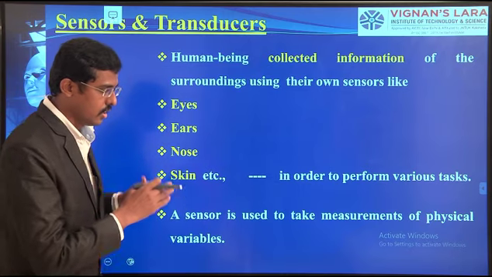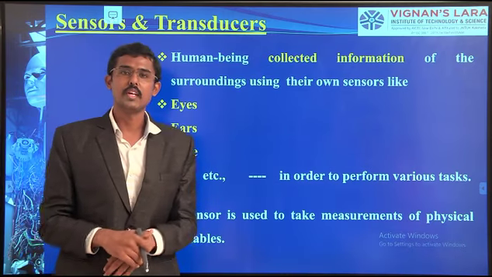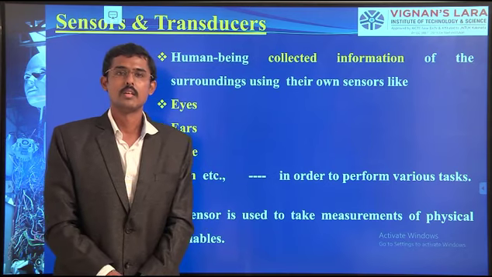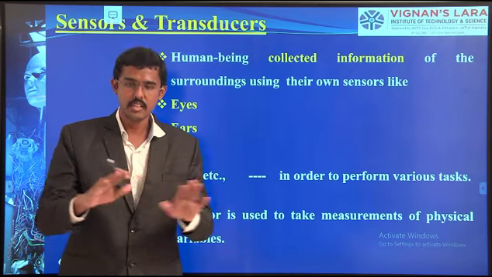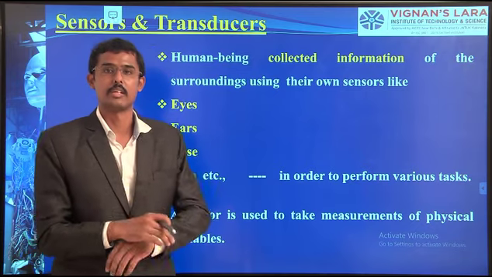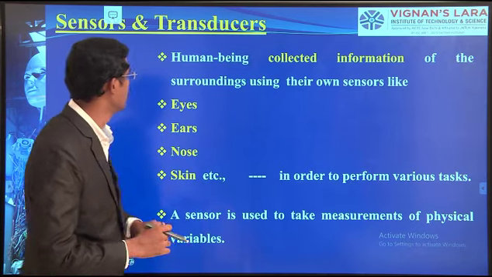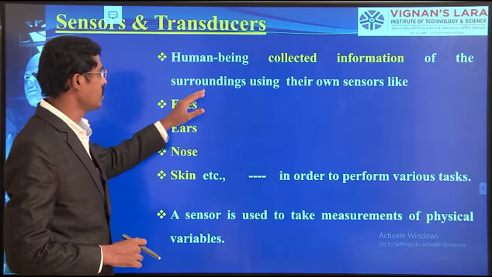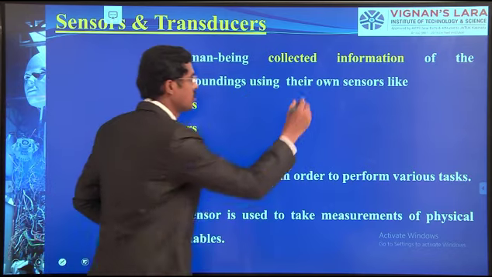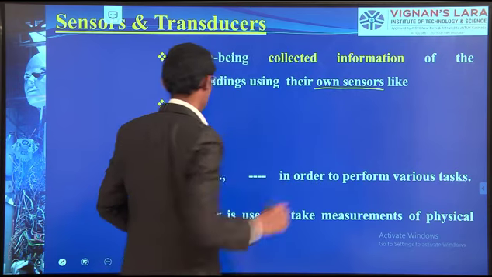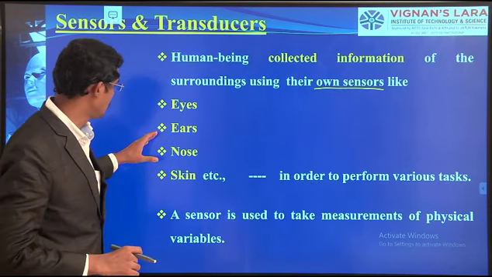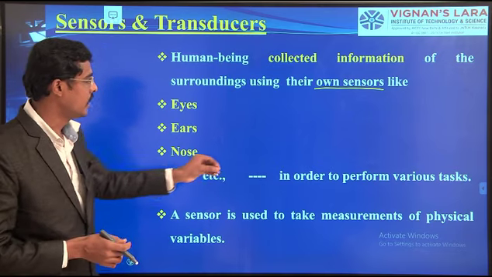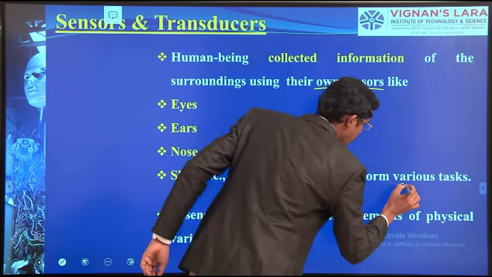You see here, we as human beings have various sensors built into us. The eyes, ears, nose, everything belongs to a sensing element. That's what I have told here. The human being collects information from the surroundings using their own sensors, like the eyes, ears, nose, skin, etc., in order to perform various tasks.